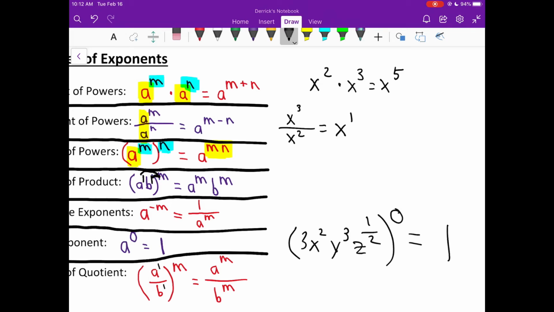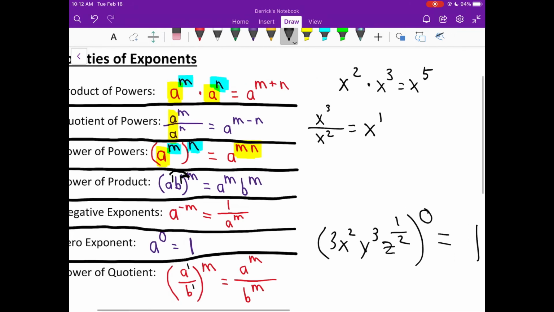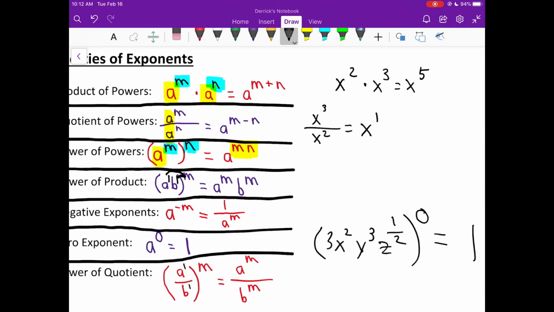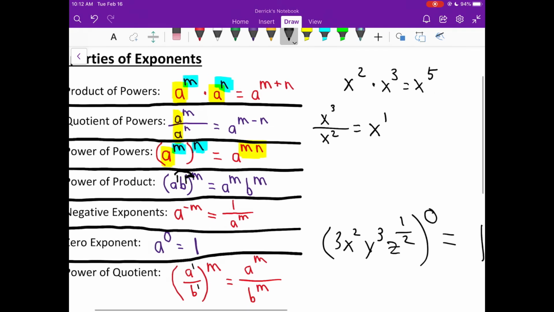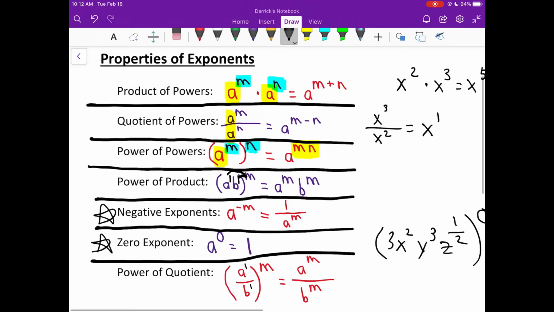So really the only tough part with that is I know sometimes people want to reflexively say anything to the 0 power is 0, and that is not the case. Make sure that you say anything to the 0 power is 1. Otherwise, those are your properties of exponents.